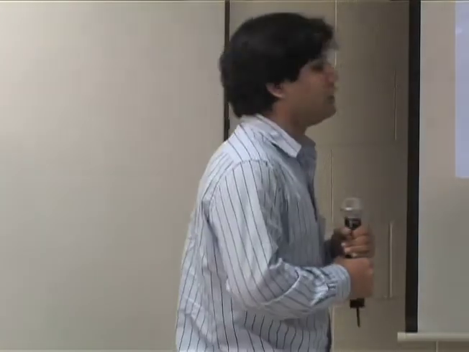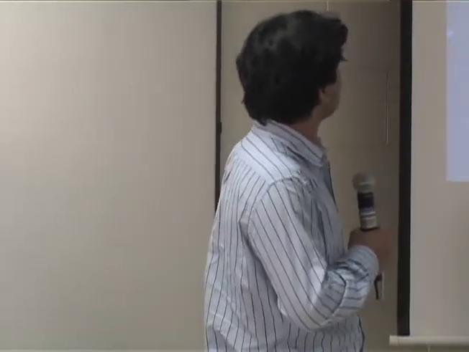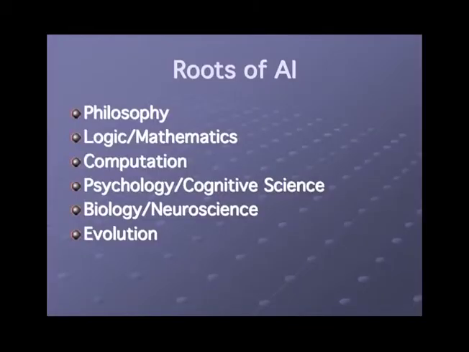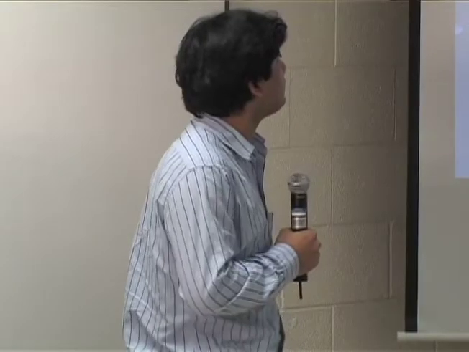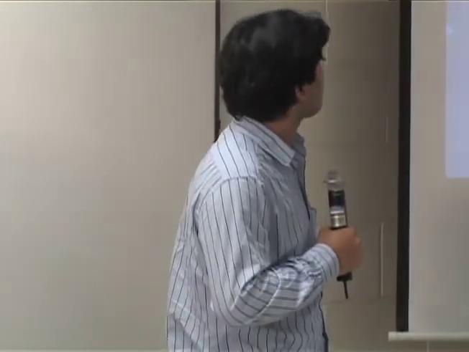So here we are with the roots of artificial intelligence. I found a couple of roots, starting from philosophy, logic, mathematics, computation, psychology, biology, and evolution. And I'm going to explain this to you as we go on.